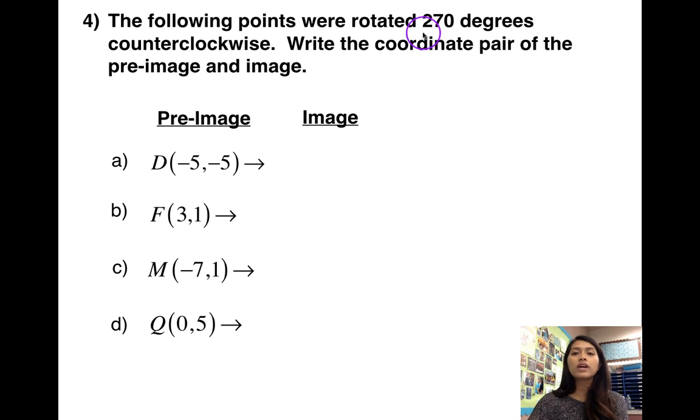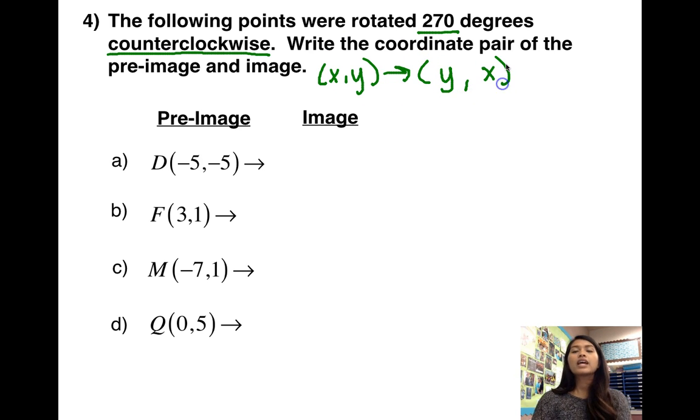So here, if we are asked to rotate it 270 degrees counterclockwise, our coordinate rule will have to be, first of all, they are going to switch. So it's going to be y, x. And so here's where I'm thinking, okay, do I take the opposite of the first or the second? Well, since 270 is larger than 90, I'm going to go ahead and take the opposite of the second. So this is my coordinate rule.